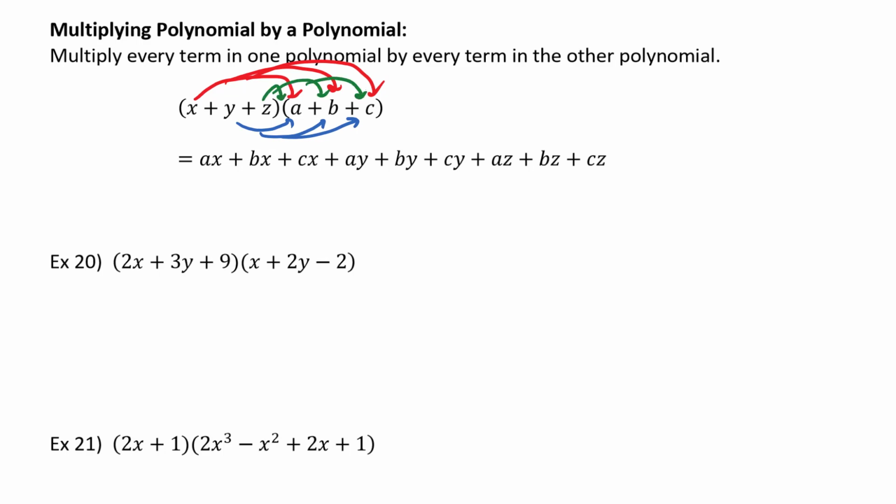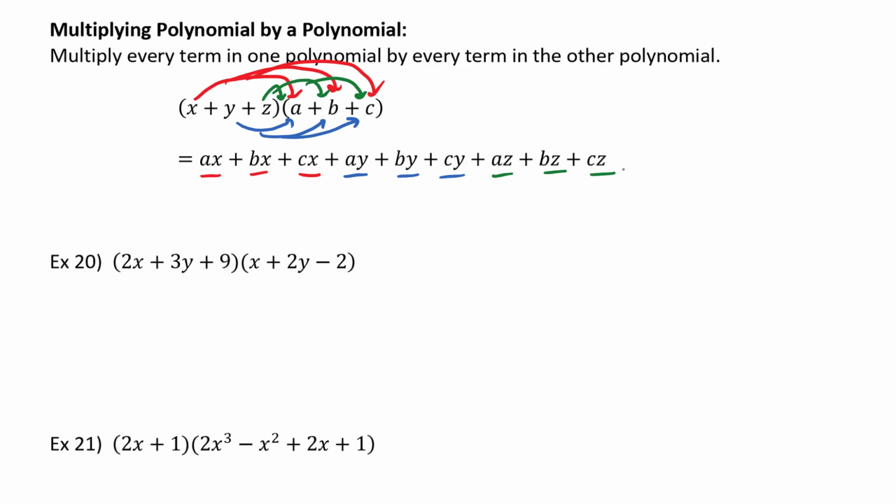So we distribute the x. You can see we have ax, bx, cx. We distribute the y. We have ay, by, cy. And then we distribute the z. We have az, bz, cz. Can we collect any like terms here? We cannot. This is now the final answer.